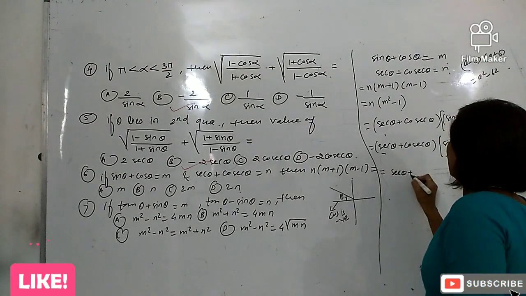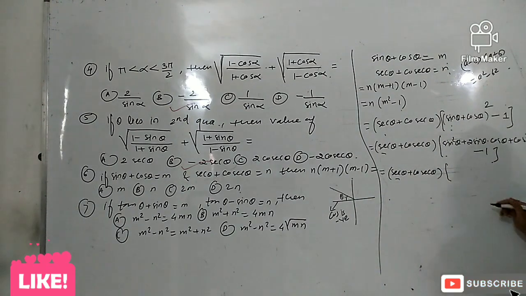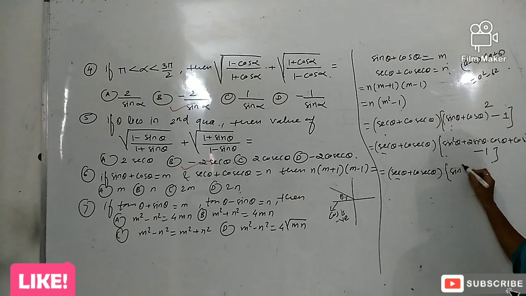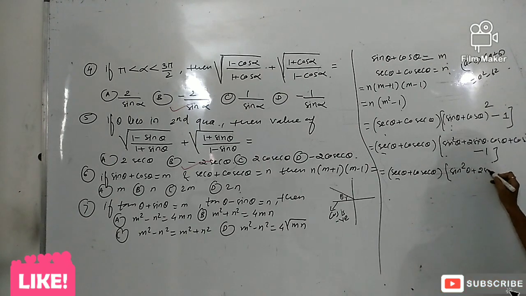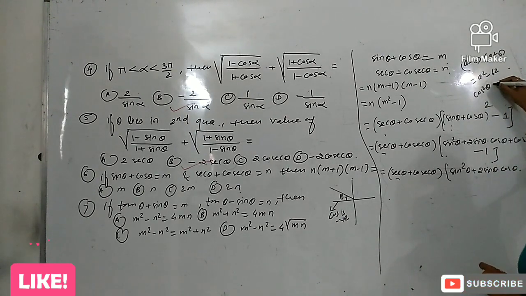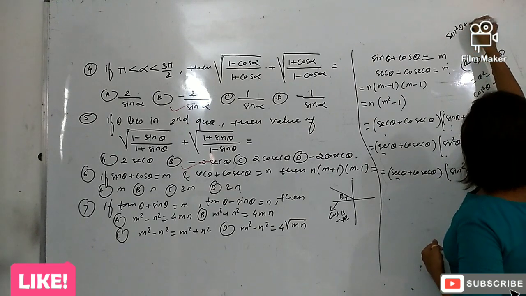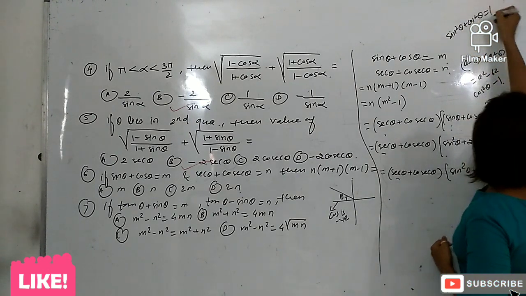So this sec theta plus cosec theta as it is in the one bracket, and this sin square theta is also as it is plus 2 sin theta into cos theta, and just notice the last two values. Last two values are cos square theta minus 1. So what is the value of cos square theta minus 1? So use this identity that sin square theta plus cos square theta is equal to 1.